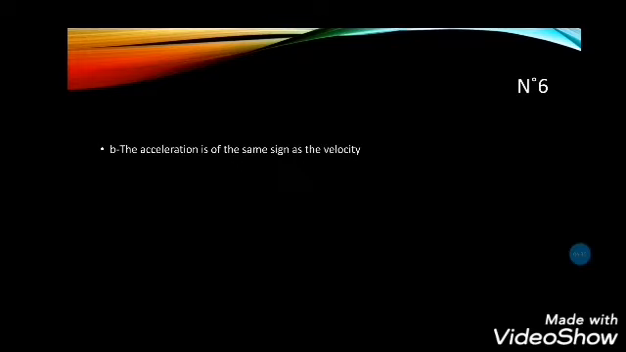B, the acceleration is of the same sign as the velocity. False. It's not necessary. They could have different signs because the motion could be accelerated or decelerated or retarded. So they don't have to have the same sign. And the last one, the acceleration is proportional to time. False. The equation is, I'm sorry for this inconvenience, x equals half a t squared plus v0t plus x0. You have it, but I don't know why it didn't show here. So the acceleration is not proportional to time.